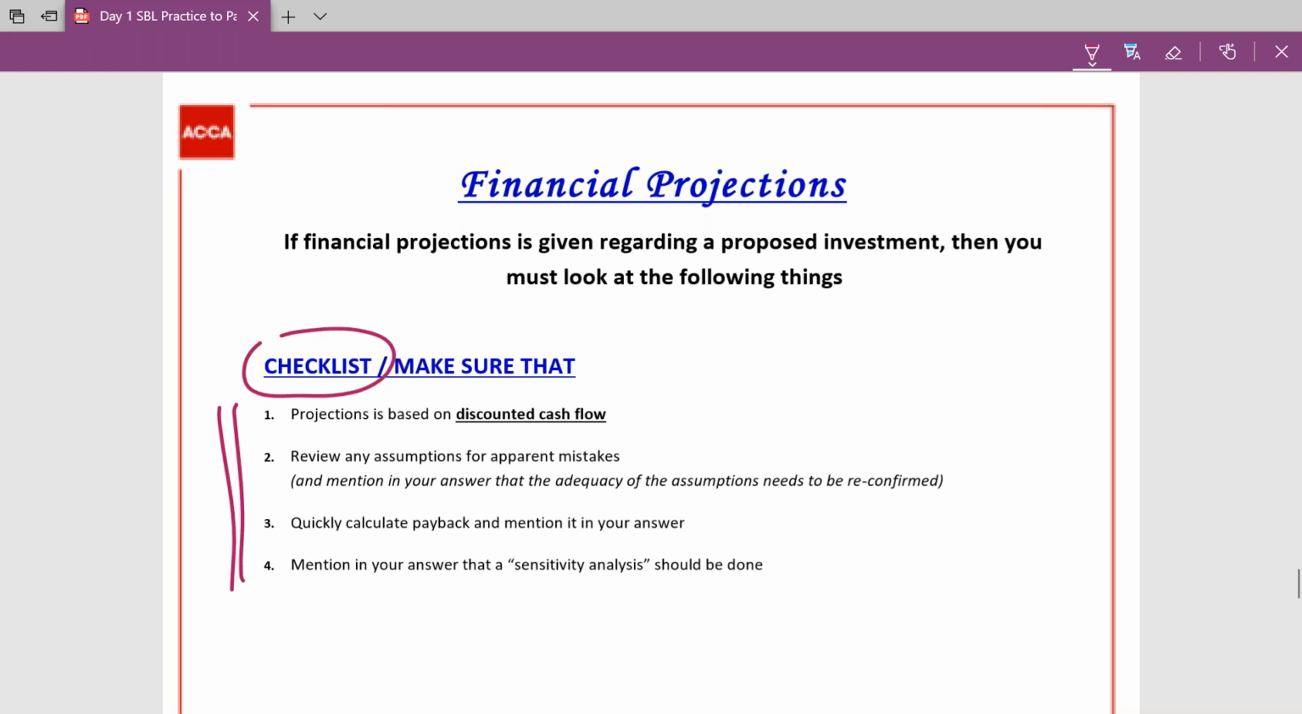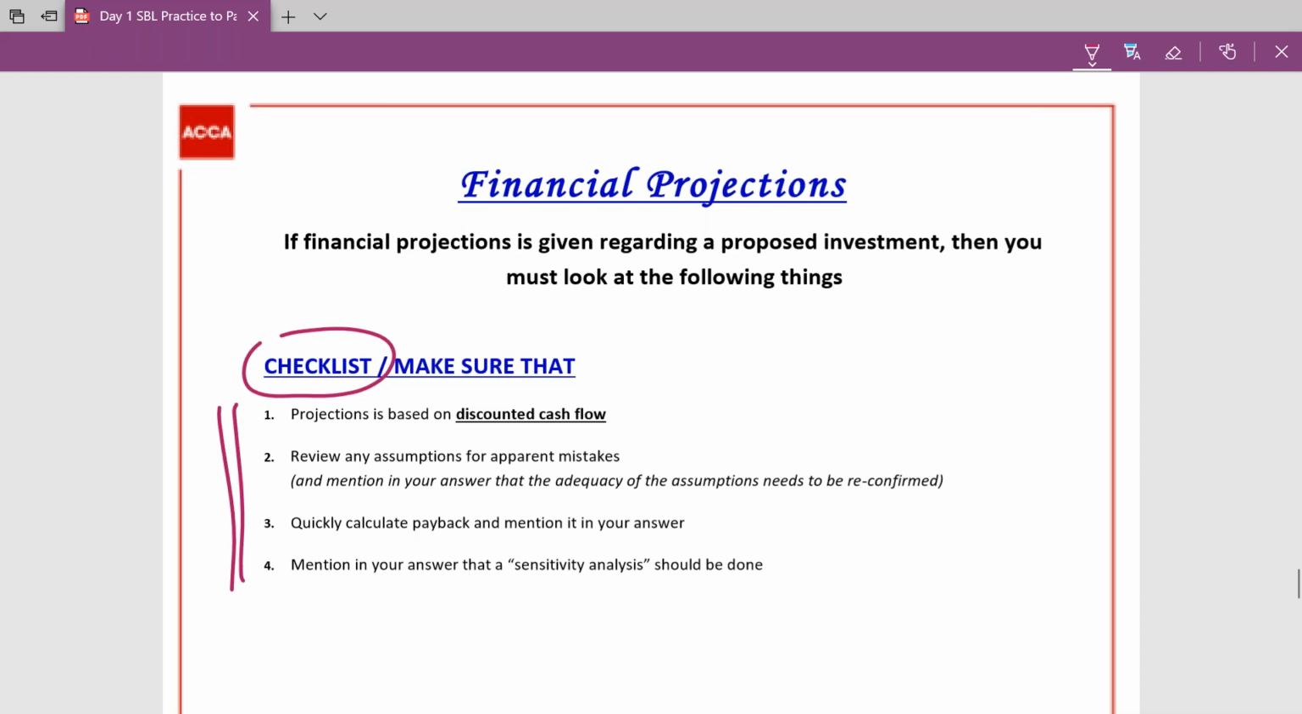Okay, and then mention in your answer that a sensitivity analysis should be done. This is another point where we are trying to impress the examiner. You know what a sensitivity analysis is? You don't know? It doesn't matter. The examiner knows what a sensitivity analysis is, and you are not supposed to do a sensitivity analysis.